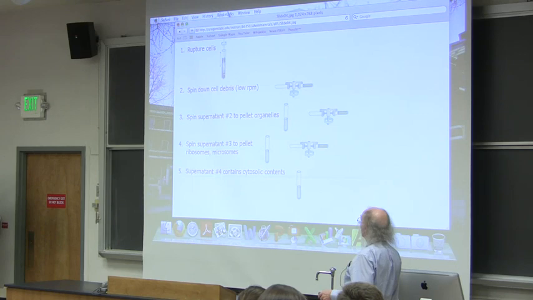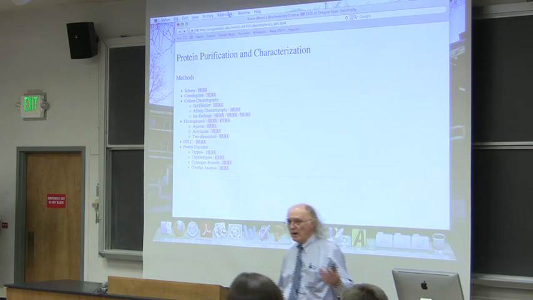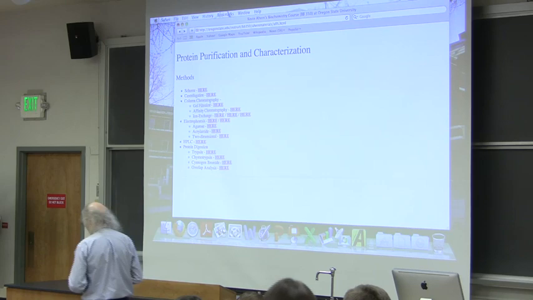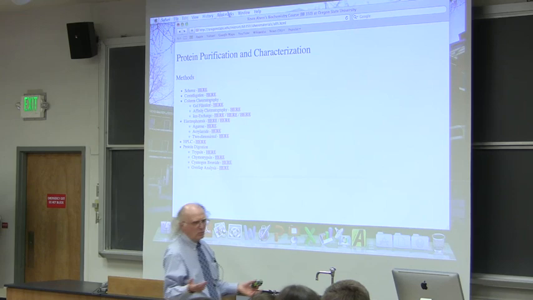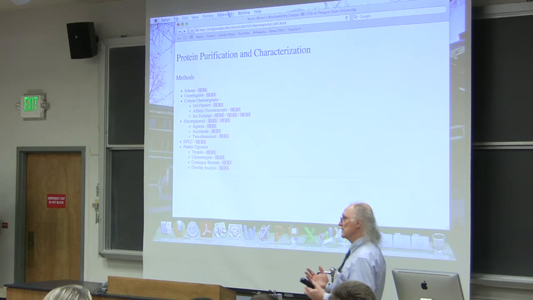Now the next step, there's no one way to do. We're going to see there's several approaches that people use to purify proteins. And a protein purification method will typically involve multiple steps. So there's no one way to purify every protein. Every protein that you work with takes some different consideration. So I'm going to show you some of the tools that we use in separating those proteins out.